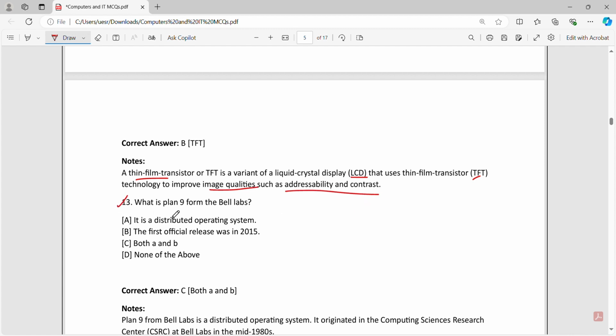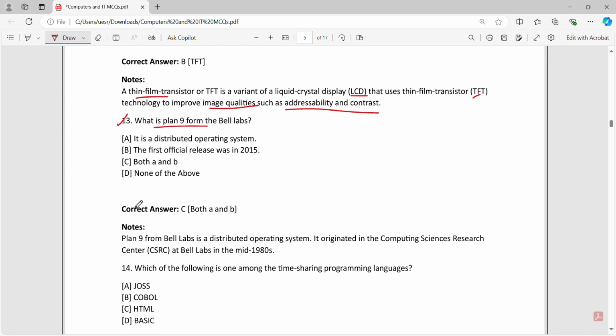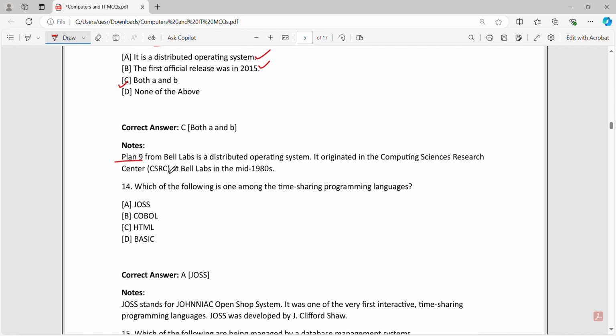13. What is Plan 9 from Bell Labs? So it is both A and B. It is a distributed OS, operating system. The first official release was in 2015. So Plan 9 from Bell Labs is a distributed OS. It originated in the Computer Science Research Center, CSRC, at Bell Labs in the mid 1980s.